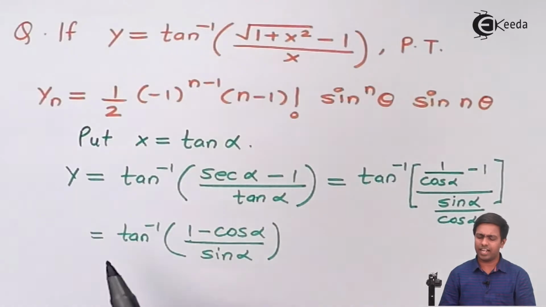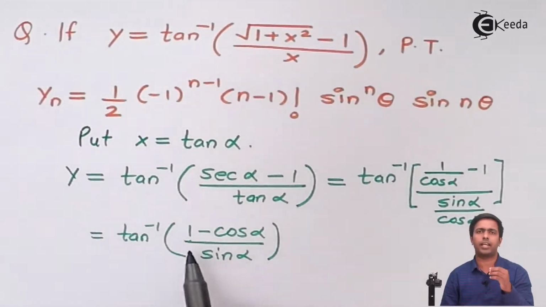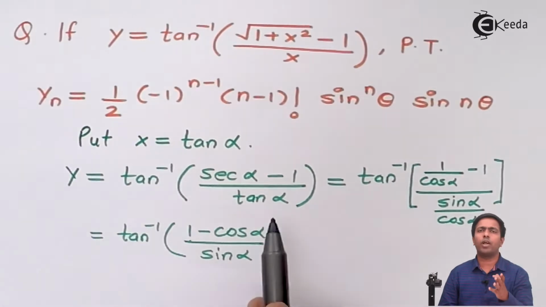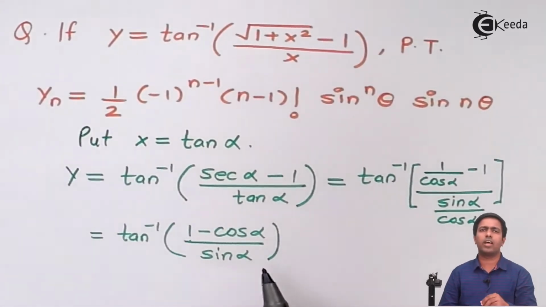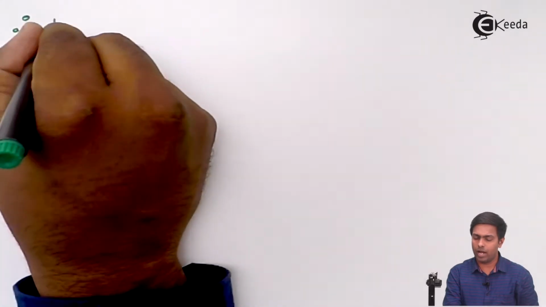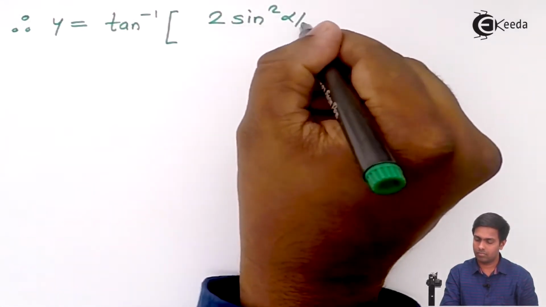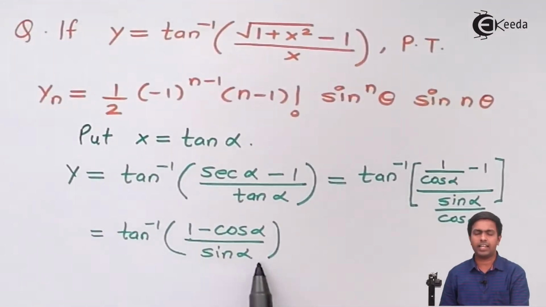Now guys, since I have tan inverse outside the bracket, I will try to bring tan inside the bracket, so that by the property we can cancel tan inverse with tan. So for that, what is the formula of 1 minus cos alpha? This is 2 sin square alpha by 2. So guys, here we'll say therefore y is equal to, now here we have sin alpha.